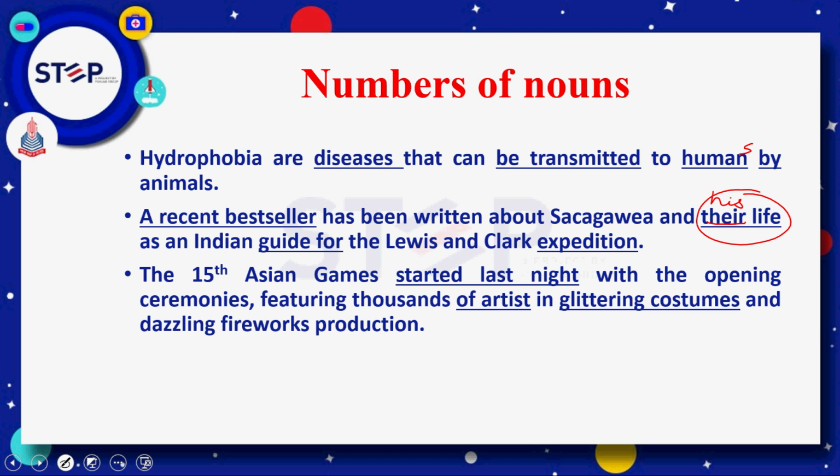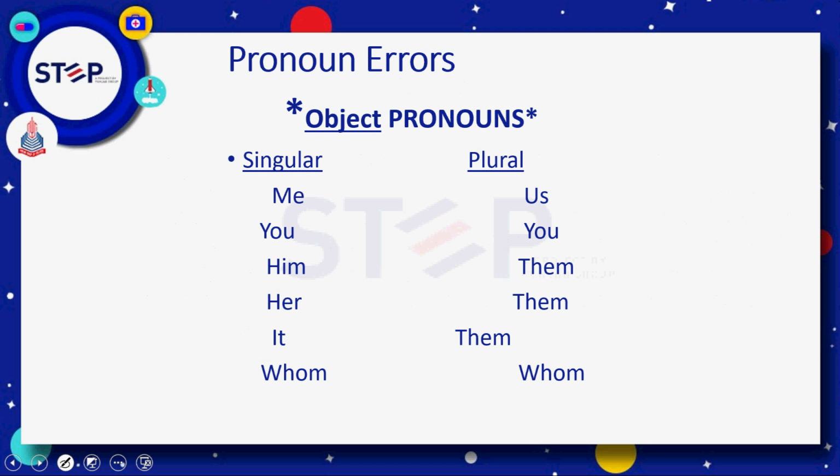Next question. The 15th Asian Games started last night with the opening ceremonies featuring thousands of artists. So artists is singular. Thousands cannot be singular. Thousands of artists. In this way, we looked at three examples of the errors related to number of nouns. Then we discussed pronouns, pronoun errors.